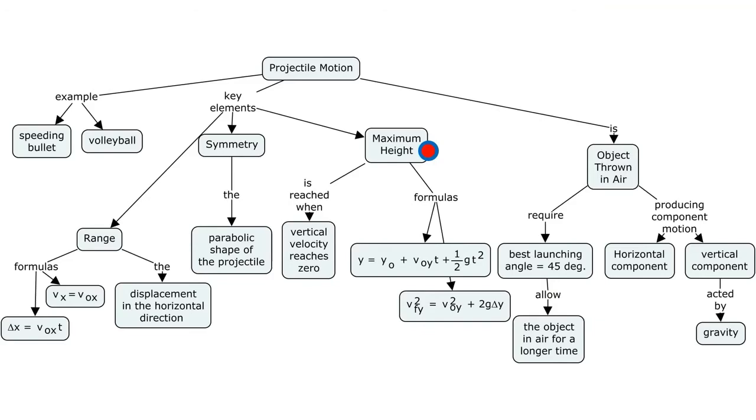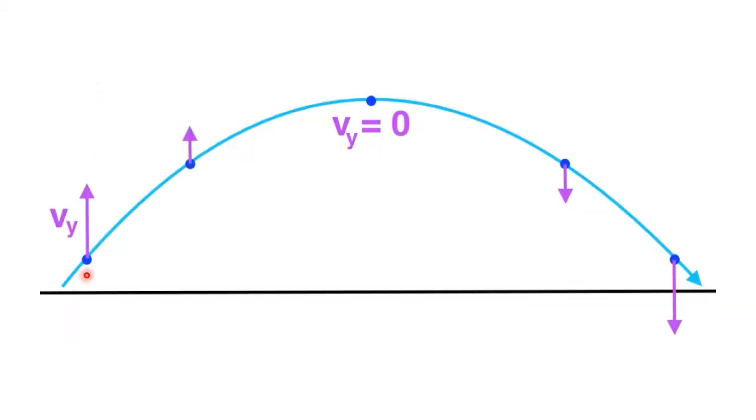Now let's talk about the most important key elements in a projectile motion. First of all, we will talk about the maximum height that a projectile motion can reach. We're talking about the vertical component here, or the y component of the projectile motion. The maximum height of a projectile motion is reached when the vertical velocity reaches zero. So this is an example of a projectile motion. This is the trajectory, or the path wherein the object is moving.